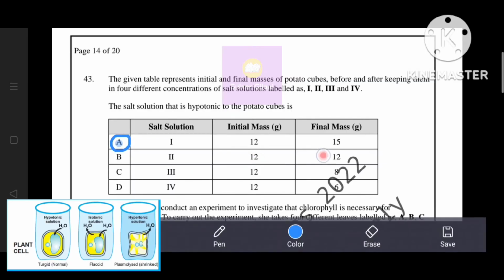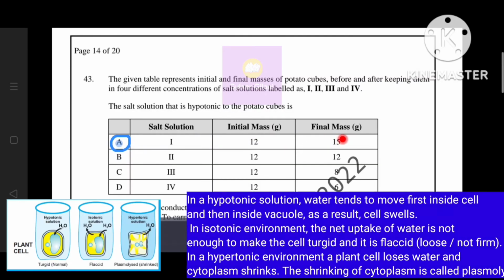ऑप्शन B में मास में कोई इंक्रीज नहीं है, मीन्स ऑप्शन B रिप्रेजेंट कर रहा है आइसोटोनिक को. ऑप्शन 3 और ऑप्शन 4 के अंदर हमें फाइनल मास में डिक्रीज नजर आ रहा है, मीन्स ये कौन से सॉल्ट सॉल्यूशन को रिप्रेजेंट करें? हाइपरटोनिक को. हमसे हाइपोटोनिक सॉल्यूशन पूछा गया था, इसलिए जो करेक्ट आंसर है वो है ऑप्शन A.